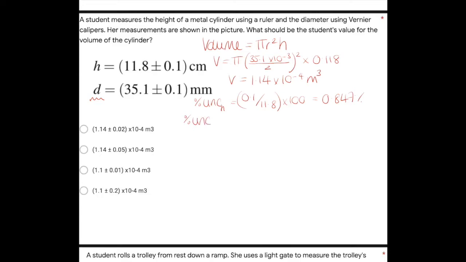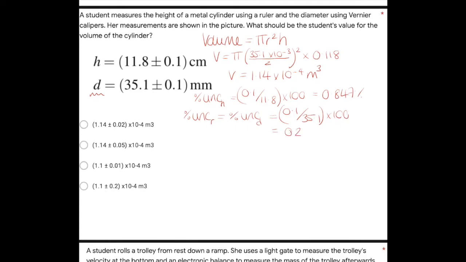If we then repeat that process, but this time for R, as I say, it's the same as the percentage uncertainty would be for D, which means that we take 0.1 divided by 35.1 times 100, and that gives us a value of 0.28%.